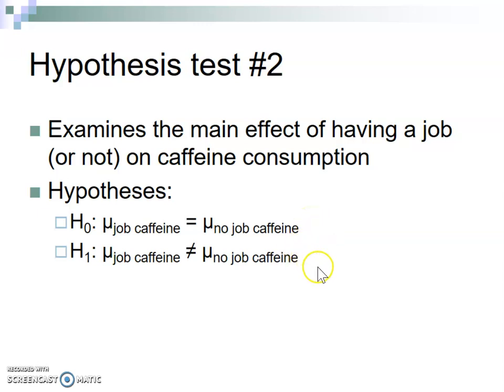Our alternative hypothesis is that people that have a job, they consume a different amount of caffeine, so they're not equal. They consume a different amount of caffeine than people who don't have a job. So those are our two competing hypotheses. In general, we're always just testing the actual null hypothesis to see if there's enough evidence to reject the idea that these two are equal.